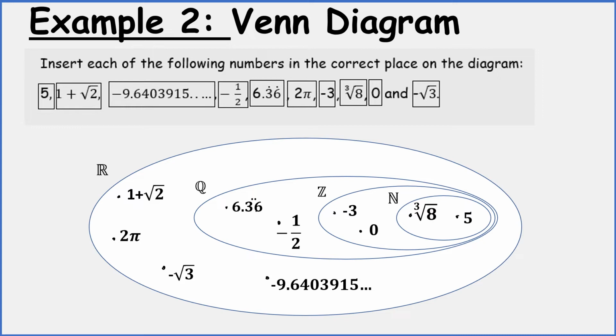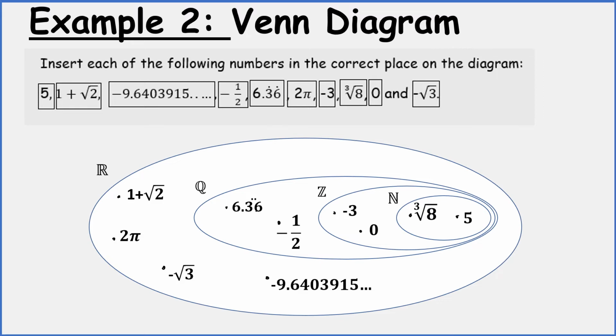This minus 9.64039115, that goes on forever. It is non-terminating, non-repeating, so it is irrational. Minus a half is a rational number, that's fine, so that's in Q. 6.36 recurring. It is rational because it is a repeating decimal, even though it doesn't terminate. 2 pi, so pi itself is irrational. So if I do anything at all to pi, it is still irrational. So it sits in our big R circle, but not in Q.